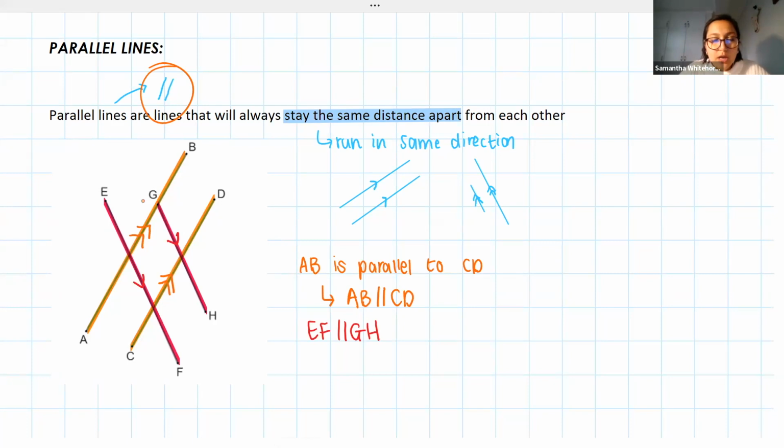So the arrows show parallel lines. We sometimes use two arrows or three arrows, especially when we've got multiple sets of parallel lines. But look out for the arrows, they mean parallel. If you want to take a screenshot of this, feel free to. This is more just an introduction to what parallel lines are. But we're now going to actually look at the reasons that we use with our parallel lines. So if you want screenshots, take them now. Otherwise, I'm moving on.